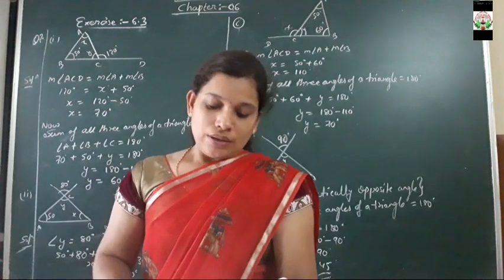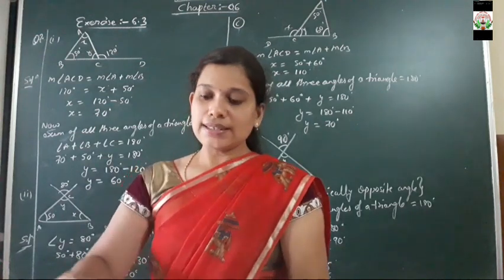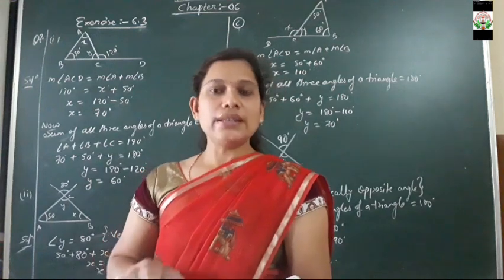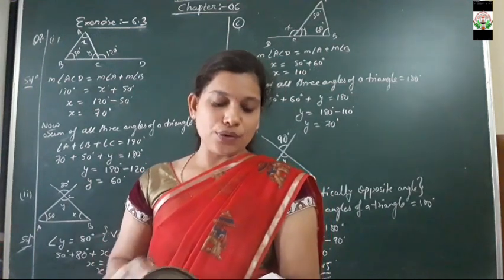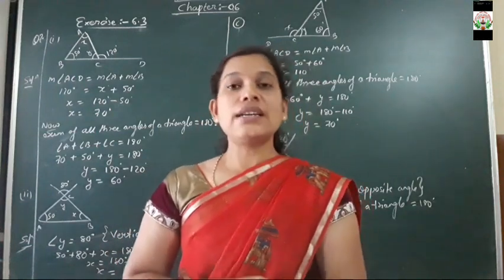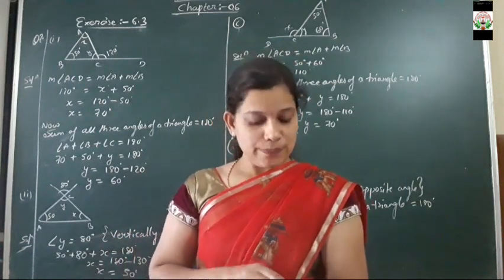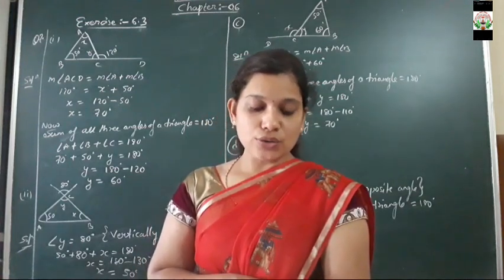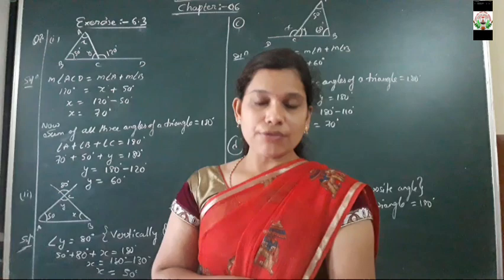Okay. Now since exercises 6.2 and 6.3 are over, moving towards the next exercise, that is exercise 6.4. So here we are going to use the next property. Is it possible to have a triangle with the following sides, that is 2 cm, 3 cm, 5 cm?